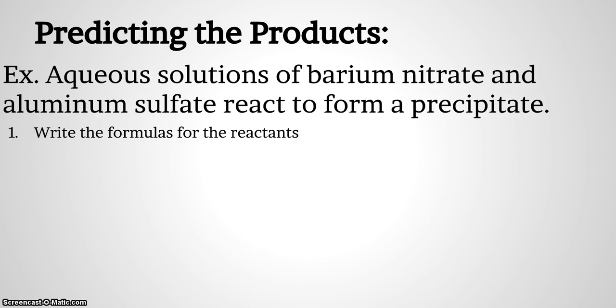So first, we read through and look at our reactants. It says aqueous solutions of barium nitrate and aluminum sulfate react to form a precipitate. So we need to know what are the products, which one's the precipitate, things like that. What's our balanced equation? So the first thing we need to do is figure out what are the formulas for our reactants. And because these are both ionic, we have to take a look at their charges.